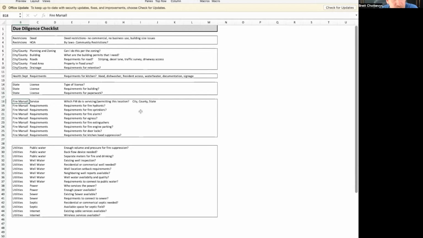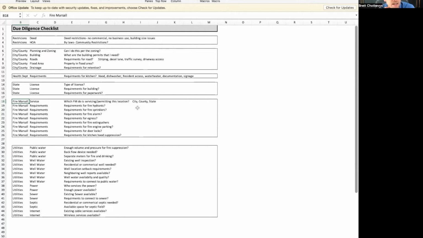The fire marshal's next. So the first question is, which fire marshal are you reporting to? Who is the person or the fire department that's going to come out when you have an emergency? Is it the city fire department, or is it the county, or is there none of those and it's the state? Typically, if you're in a real small town and you may have a volunteer fire department, it may be the state fire marshal that you have to go and do these permits from.